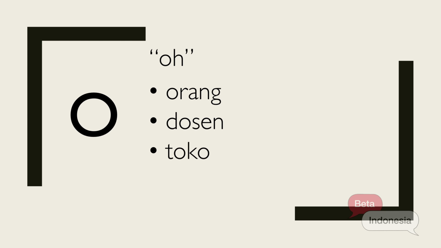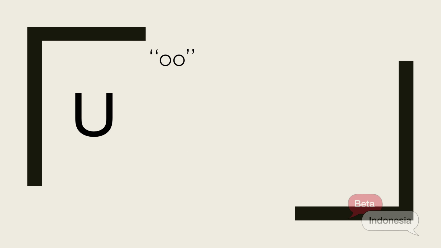The letter O is always pronounced as O, such as orang, dosen, and toko. The letter U is always pronounced as U, such as ujian, satu, and buku.